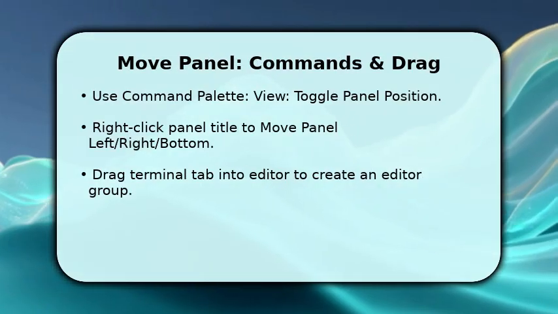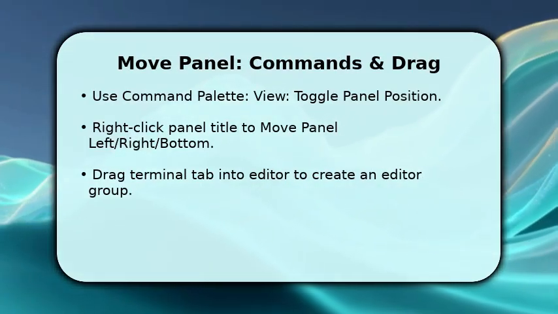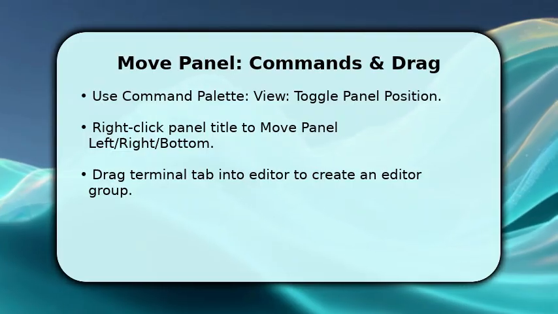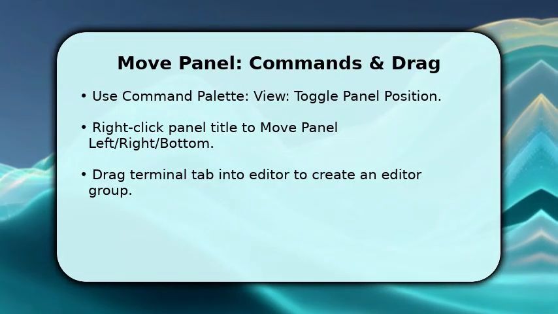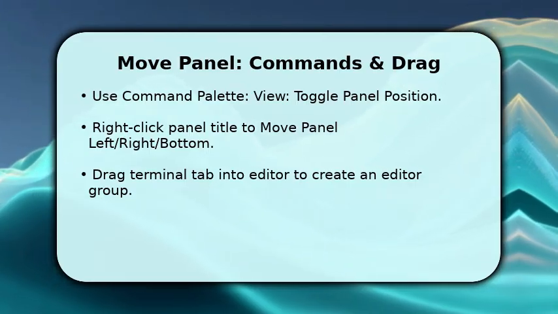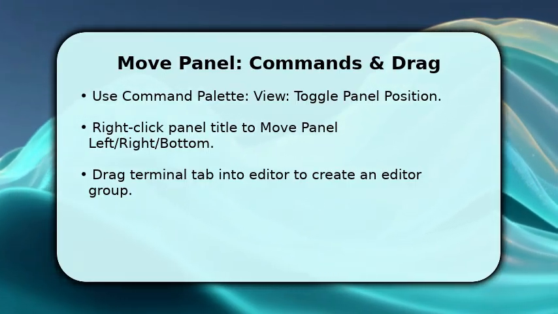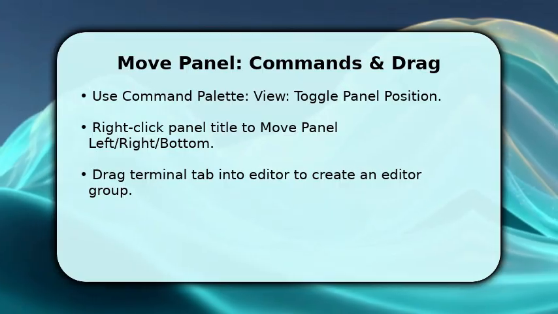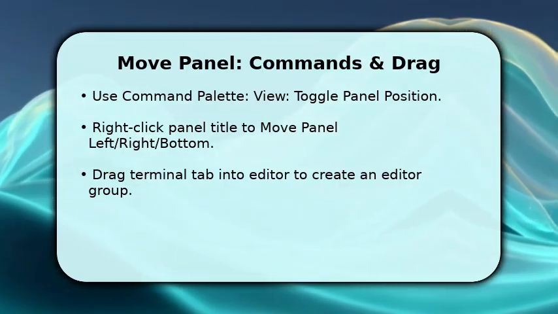Next, change the position. Open the command palette and run View: Toggle Panel Position to switch between bottom and right quickly. Once done, you can right-click the panel title bar and choose Move Panel Left, Right, or Bottom for explicit placement.